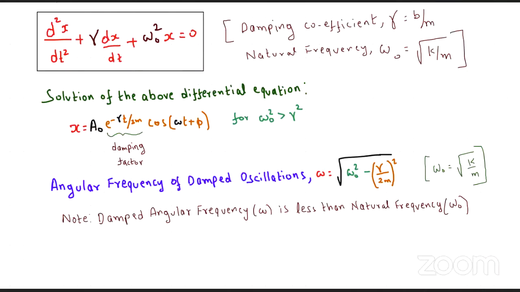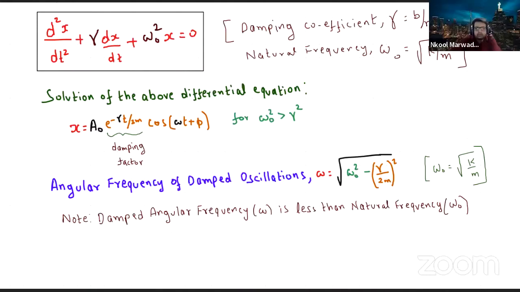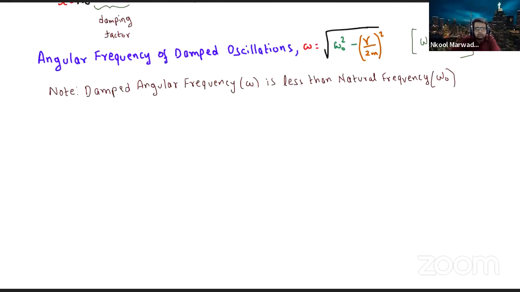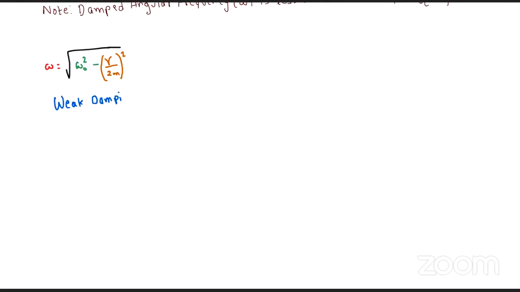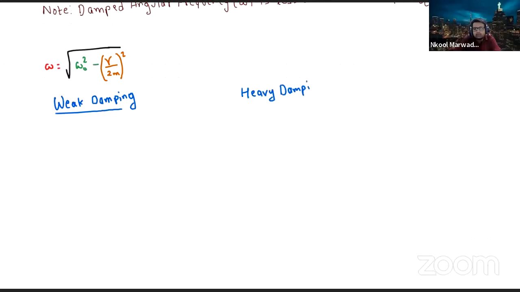And very quickly we will look at it, and it's important to just copy this equation. This equation will decide us. Based on this equation, we can have three types of damping that we will discuss now. So first, how we will do this. I'm writing it now. Three types of damping we have to discuss: weak damping, heavy damping, and finally critical damping.